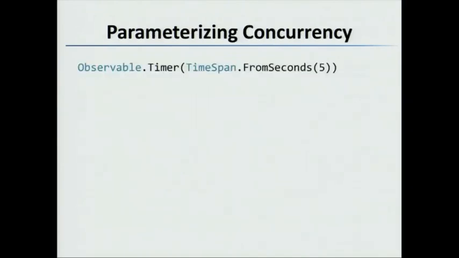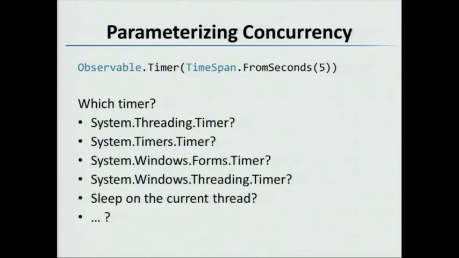All right, so for example, I have a timer here that we've asked to fire every 5 seconds. And the problem is, which timer do I use? There's actually a lot of timers in .NET. I could use any one of these timers. I could use the threading timer, the timers timer, Windows Forms timer, the dispatcher timer, and so on. Sleeps on the current thread, even remote machines.